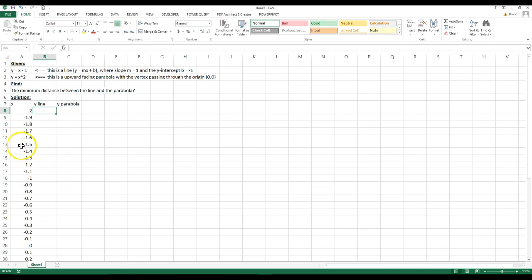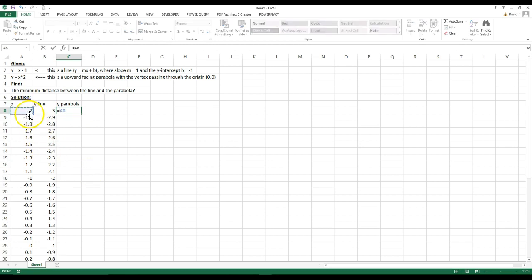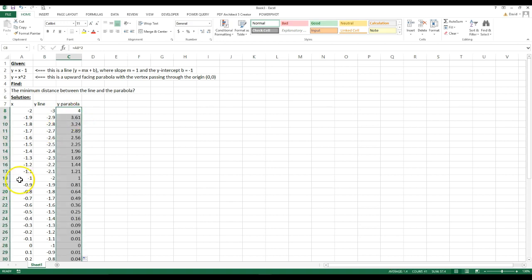And then for the line, we know if x is -2, the line is equal to x minus 1, so it's equal to this minus 1. Okay, and we can just double click here and copy that all the way down. And for the parabola, it's equal to the x, and we have to square it because that's what we have here. Y equals x squared, so we're going to take this and square it. And -2 squared is 4, so that makes sense. We'll copy that all down. And negative 1 squared, a negative times a negative is a positive, so 1 times 1 is a positive 1. That seems to be correct.